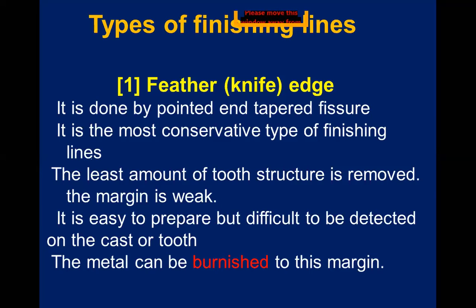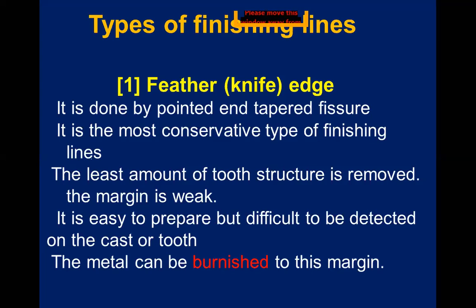It is not clear to your eyes. For this reason, it will have this disadvantage of what? Of being difficult to detect on the tooth. And when we take the impression and pour our cast, it will not be clear. So we are going to shift to a more prominent finishing line to make it possible to see it on the tooth structure and on the cast.